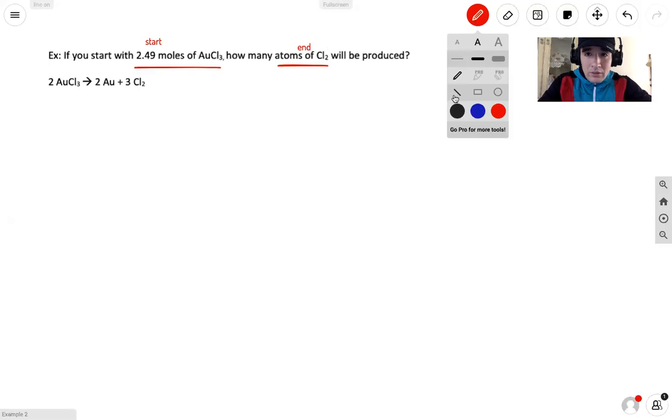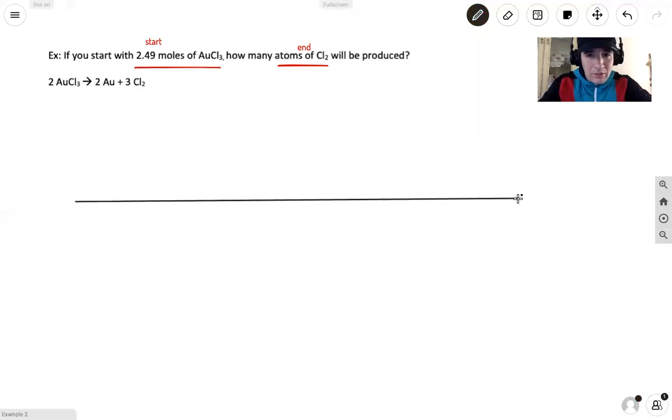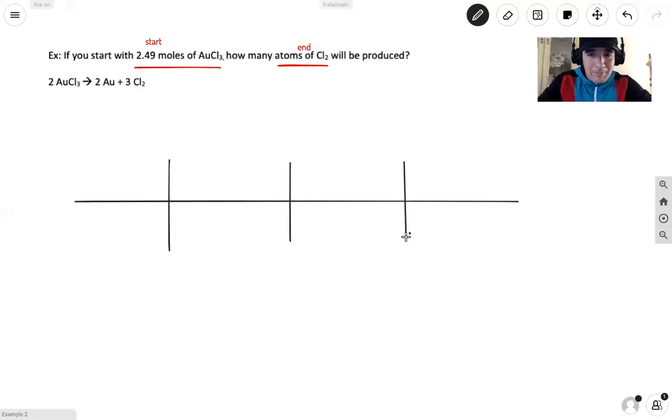Let's see here. Line. Beautiful line going across. All right. Actually, I don't think I need that last one. Okay. So we're starting with 2.49 moles of gold trichloride.